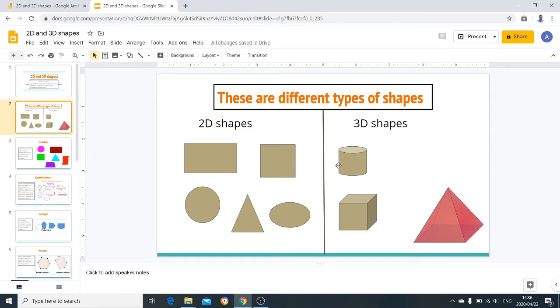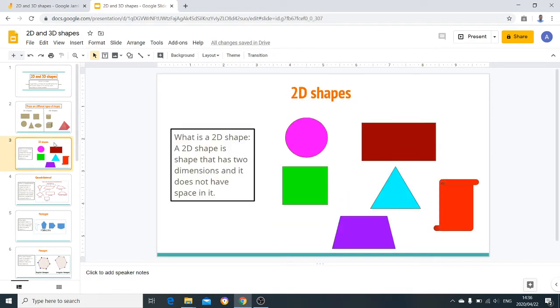3D shapes. These are different types of 3D shapes. A cylinder, a cube, a pyramid. You guys may be wondering, what's the definition of these two different types of shapes? So here's the definition of a 2D shape, and I'll later tell you about the definition of a 3D shape.